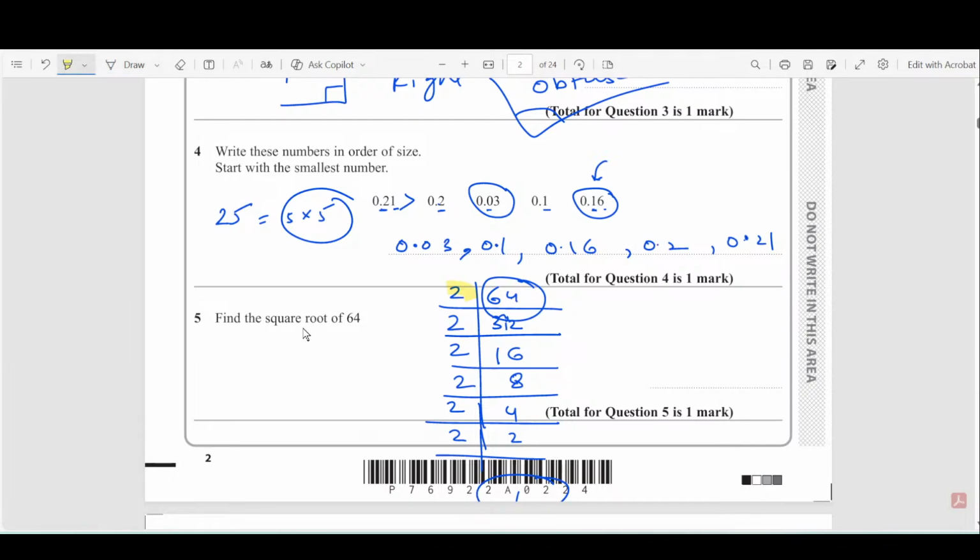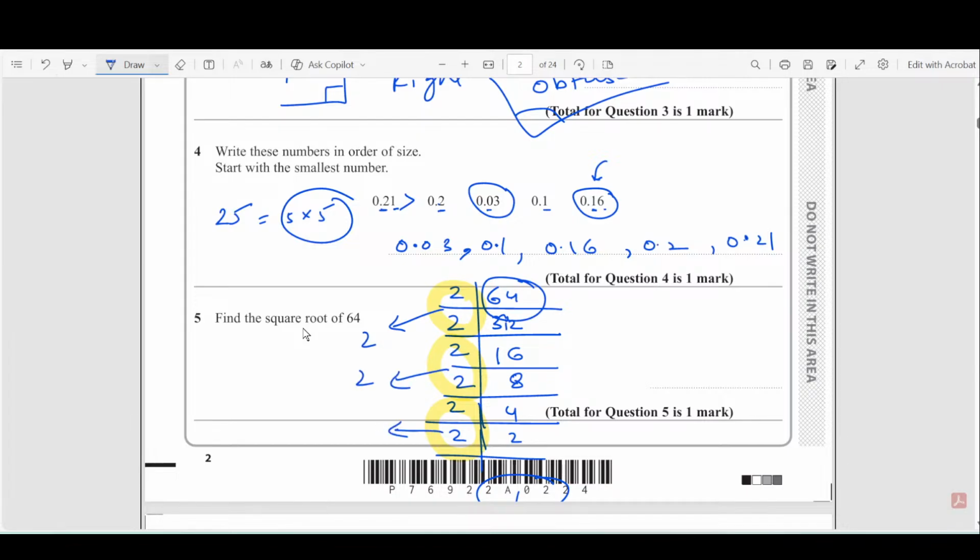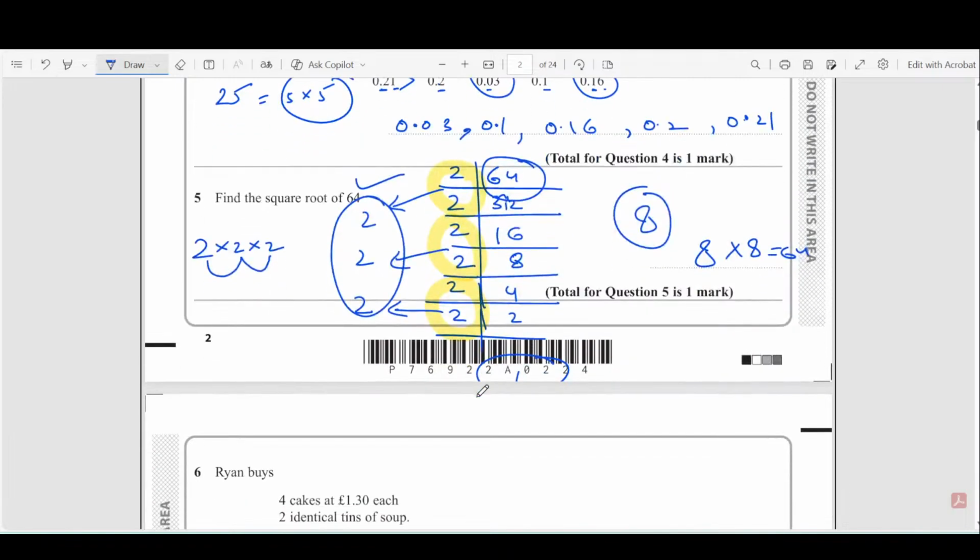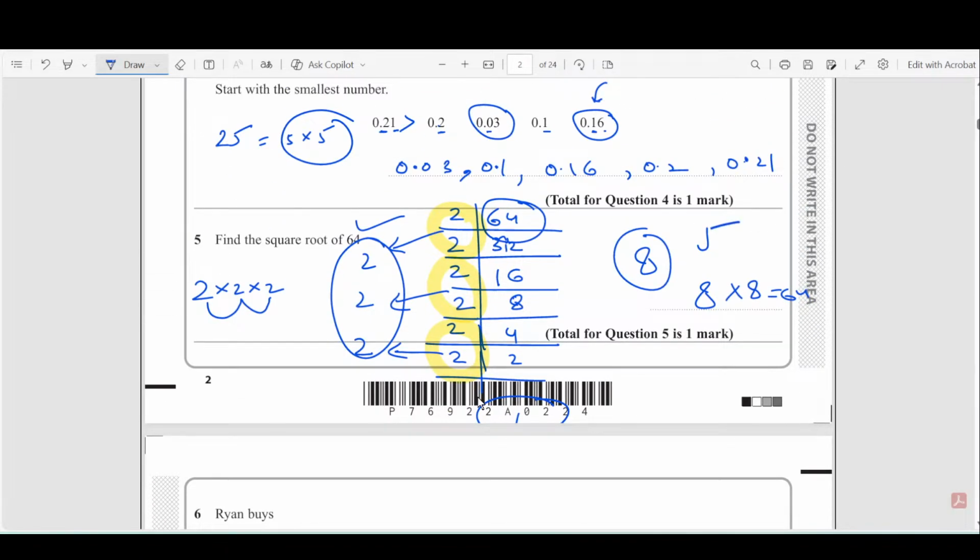Now we need to make groups of 2. 1, 2, and 3, right? From each group we will write the number ones. Like here, we get 1 times 2, here and here. So now just multiply them. 2 times 2 times 2. 2 times 2 is 4, 4 times 2 is 8, and that's how we got 8. Even if you want to check your answer, 8 times 8 is 64, right? That is correct. So square root of 64 is equal to 8. Okay.